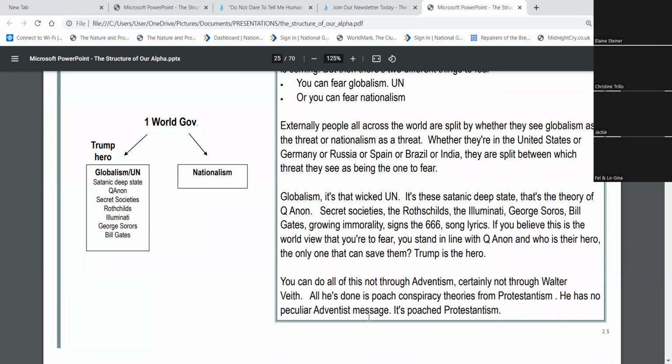You can do all of this not through Adventism, certainly not through Walter Veith. All he's done is poach conspiracy theories from Protestantism. He has no peculiar Adventist message. It's poached Protestantism.